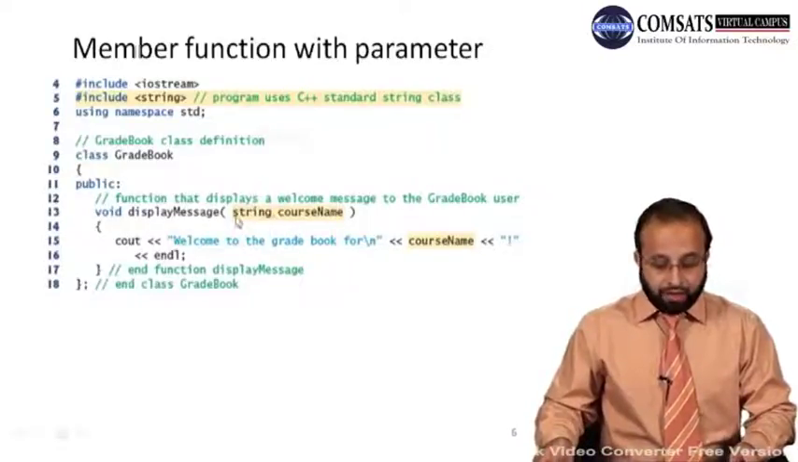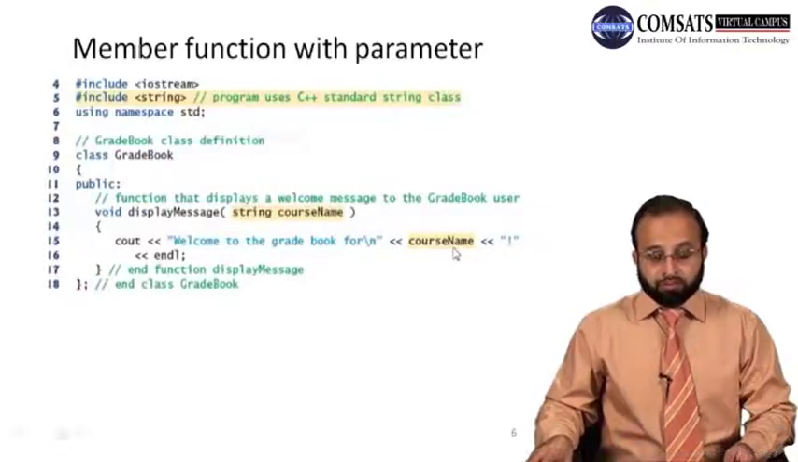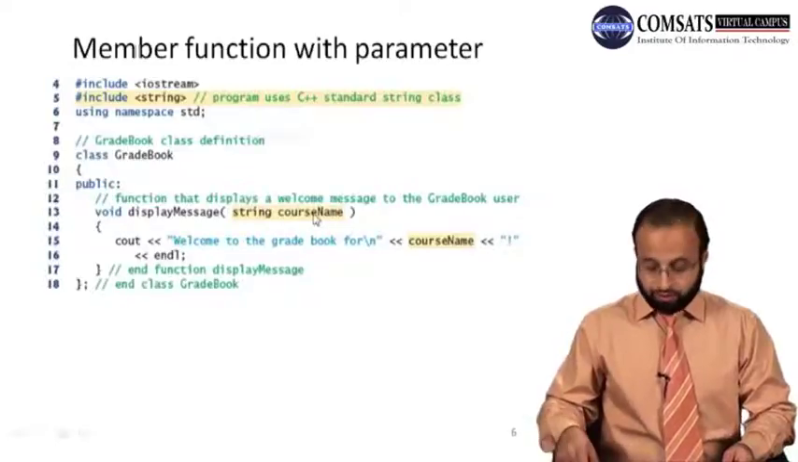So with a small string, you write the name of the object. So this is the class, this is the object. You are passing this string object to the display message function, and inside the display message function there's a cout. It displays the message, welcome to the gradebook for the course name, the string that you are passing to this function when you call that function.